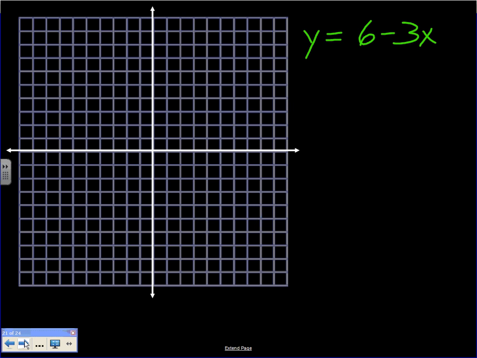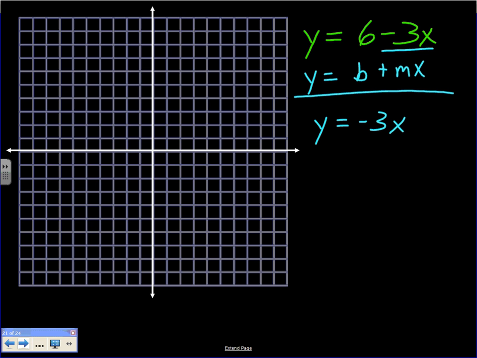This equation here is not written in y equals mx plus b form. It's written in y equals b plus mx form, and you should be able to recognize it like this. But you should also be able to switch it around. That's a -3x, and the 6 is positive. You switch it around like this, knowing that m is -3 and b is +6.